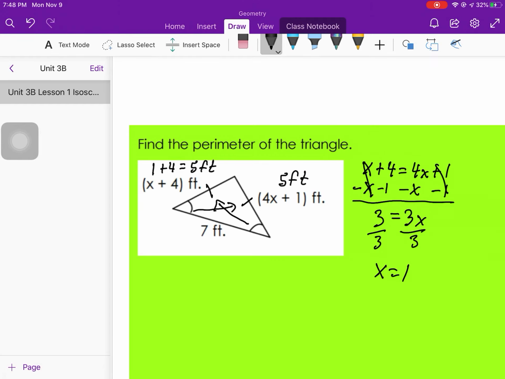Lastly, perimeter is the outside of the triangle, so we need to add up all the sides. 5, 5, and 7. And we get 17 feet.